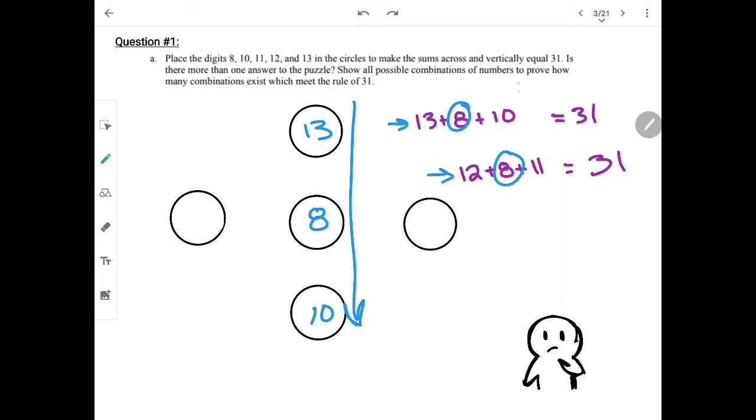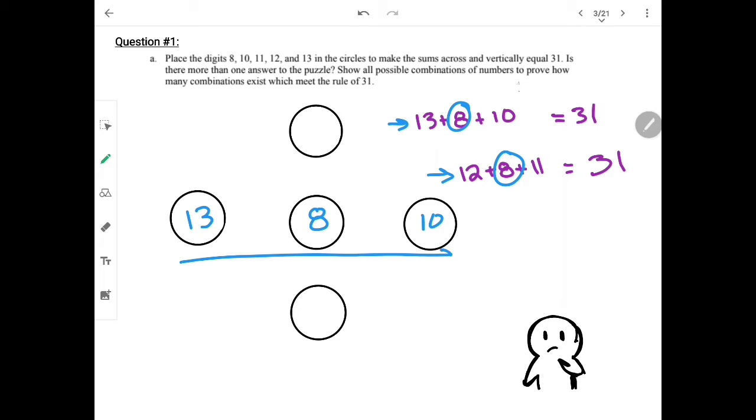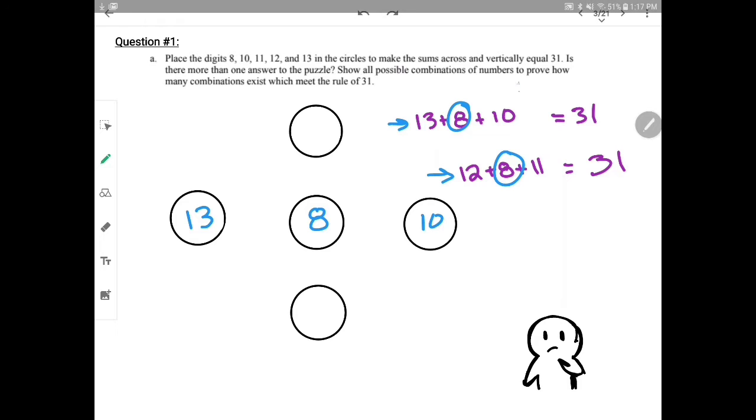And let's say you don't want to put your 13 at the top, that's no problem. You can put your 13 right here, your 10 right here, and as long as these three numbers right here are equivalent to 31, it's totally fine. So now that we have our first equation in the bubbles, we can go ahead and add our second one, which is going to be 12 plus 8 plus 11.